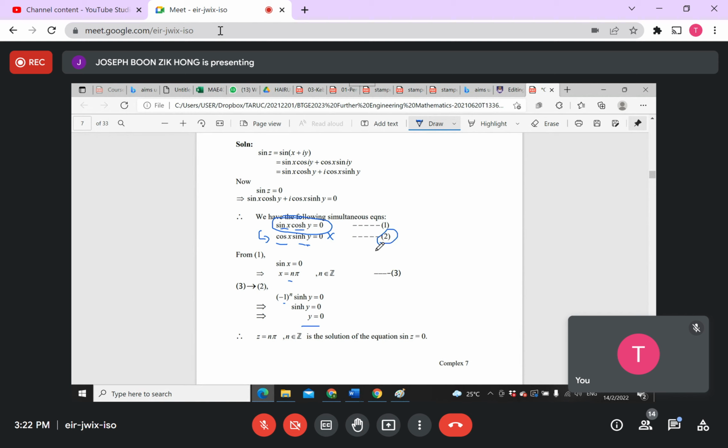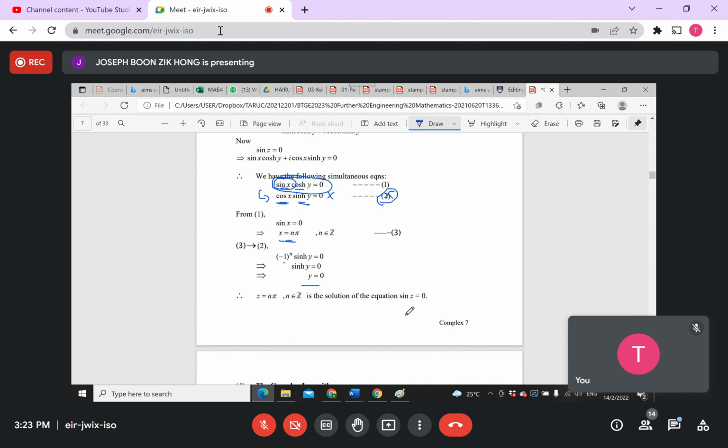If I start from 2, then if cos x is 0, that means my x is no more n pi. x will be something like n pi plus 1 divided by 2, and then everything will be different. So I don't start with 2, because if you start with 2, you have two possibilities. So we start with 1, which can give you only one that is 0. So that's why I know that the answer is equal to n pi.